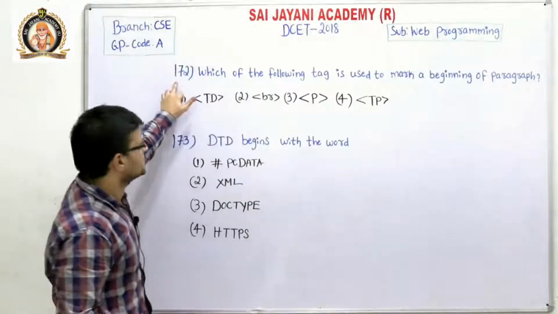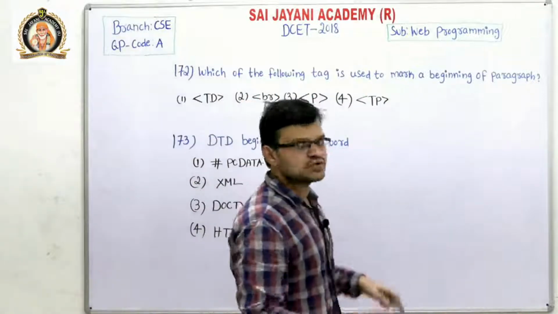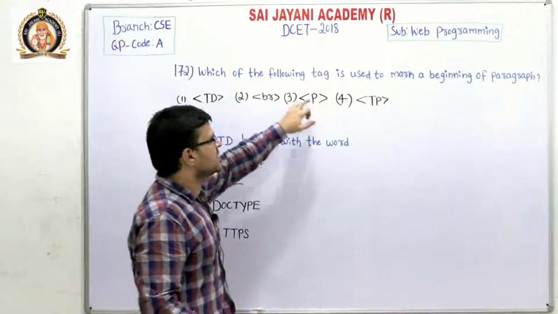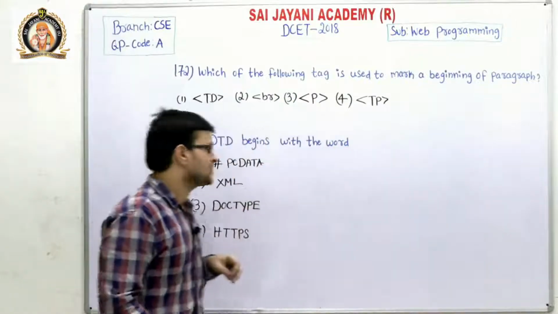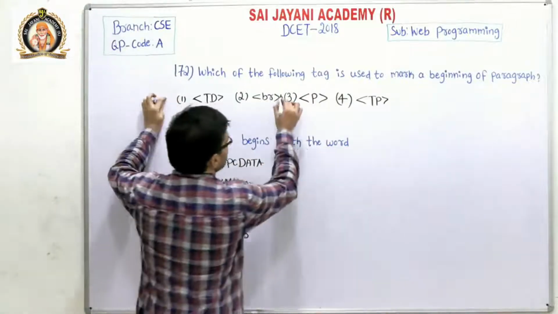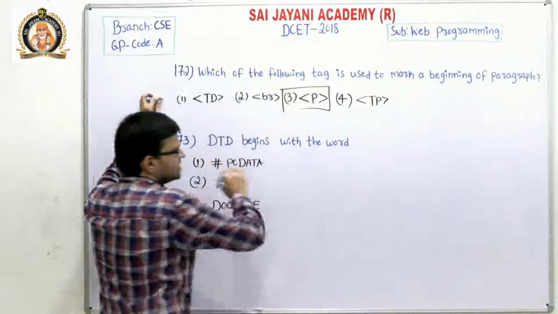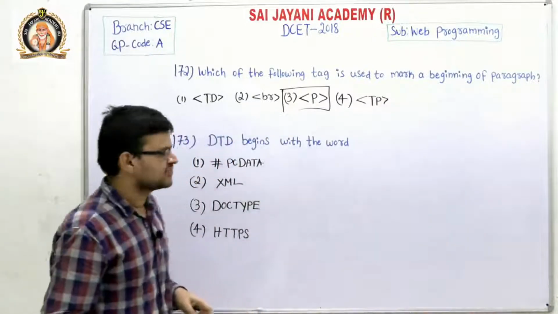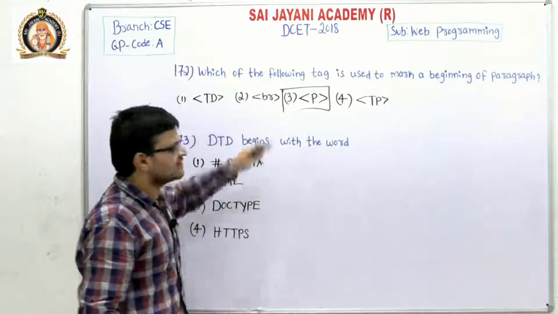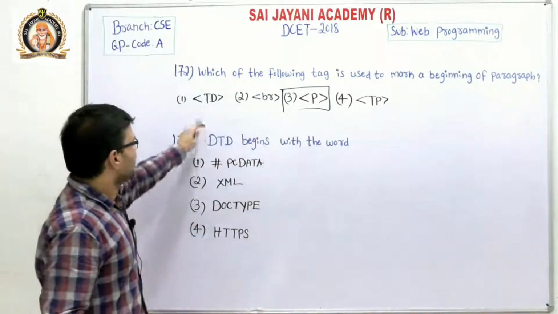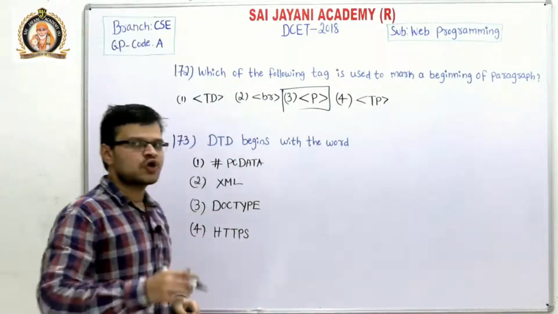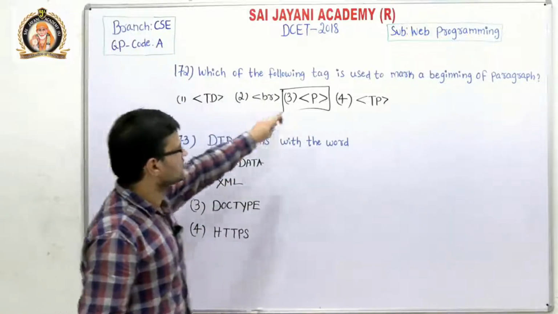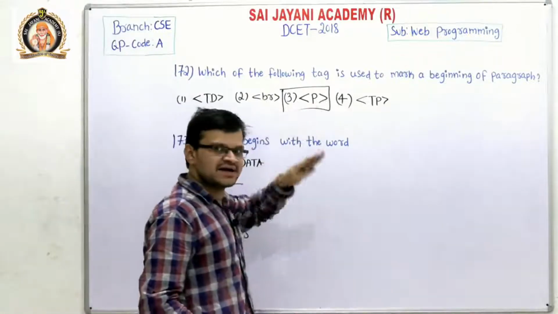Question number 172. Which of the following tags is used to mark the beginning of a paragraph? We have 4 options: TD tag, BR tag, P tag, and the fourth one is TP. For question number 172, the third option, P tag, is the right answer. Why? Because a P tag is used to define a paragraph. Similarly, a BR tag defines the line break, and TD tag defines a cell in a table. So for question number 172, the third option, that is P tag, is the right answer.